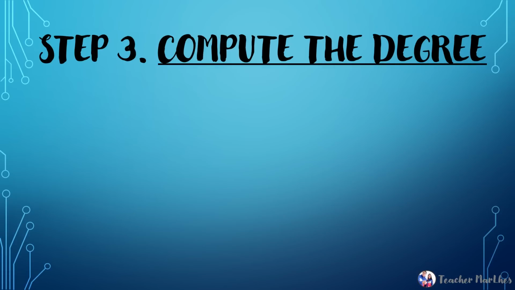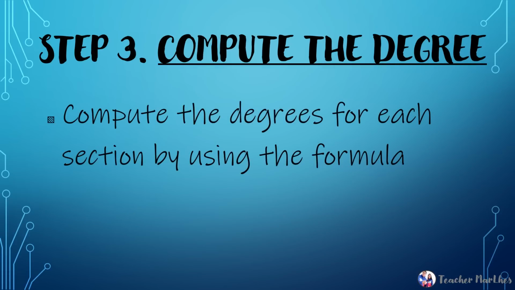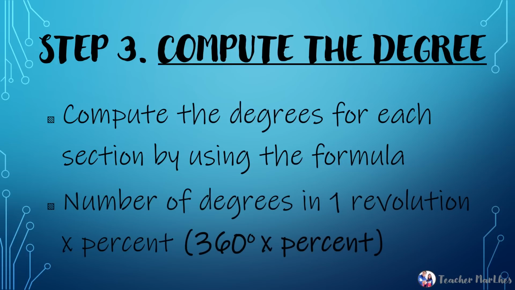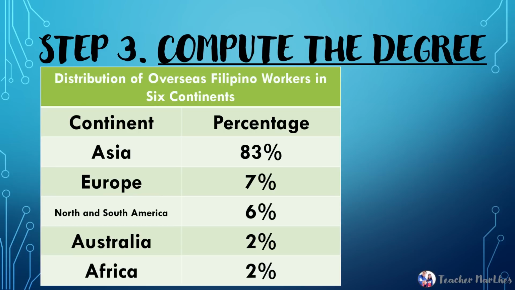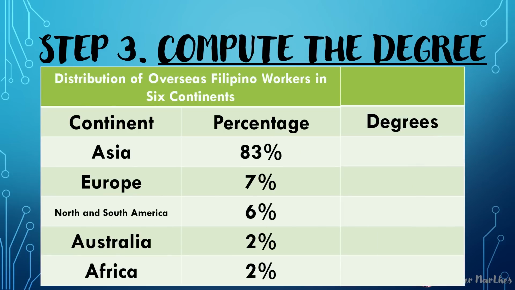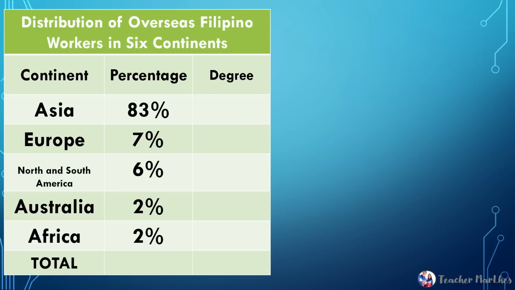So, step 3 is to compute the degree. So, compute the degrees for each section by using the formula: number of degrees in 1 revolution times percent. So, 360 degrees times percent. So, ganun kinukompute ang degrees. In this table, we need to add column for the computation of degrees kasi meron na siyang percentage. So, to compute the degree of Asia, dito tayo sa Asia, multiply 360 degrees and 83%.